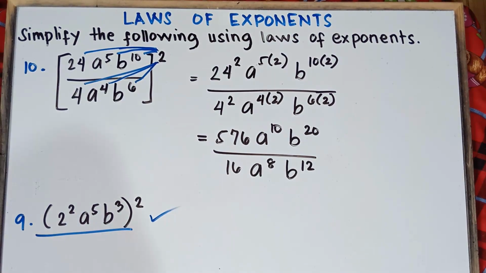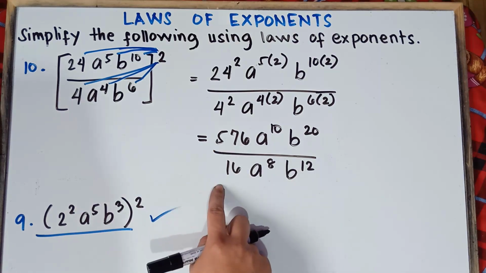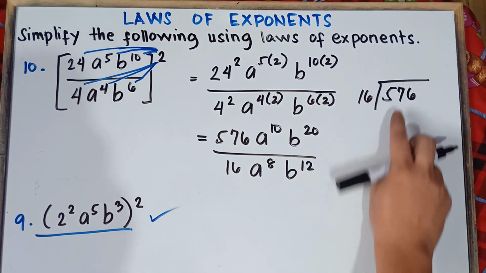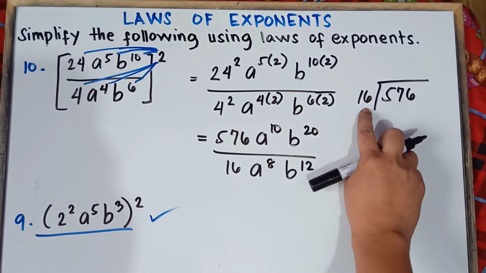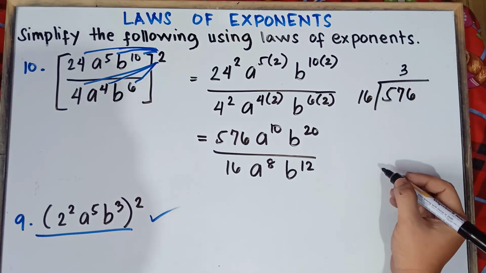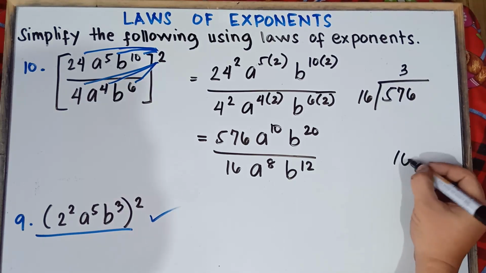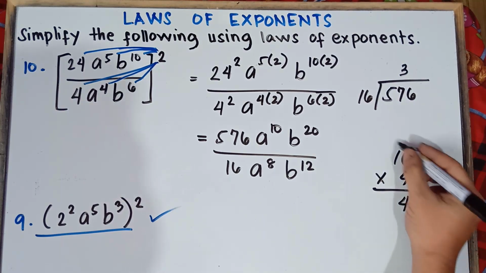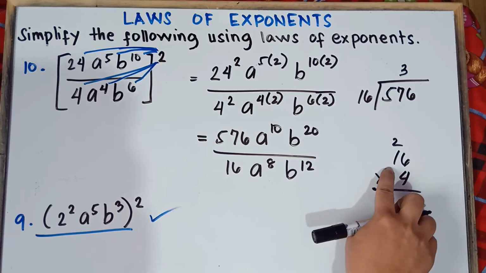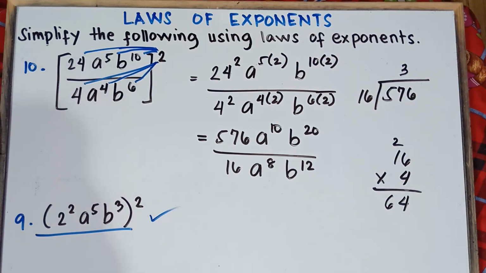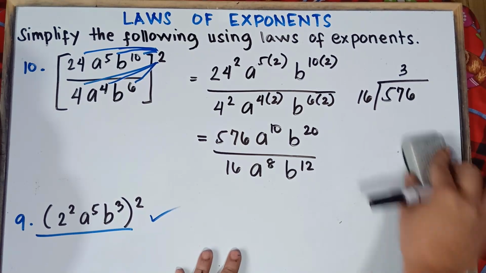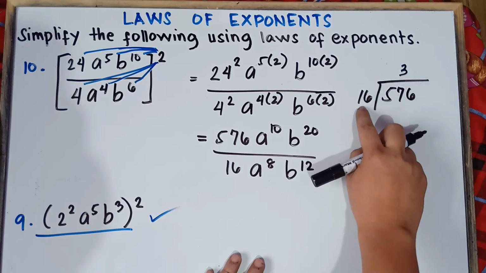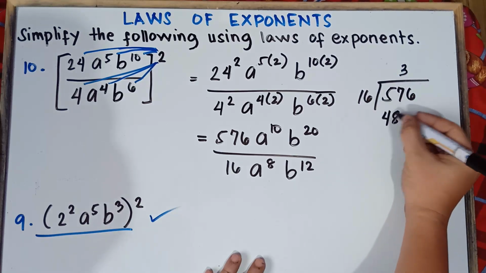Alright, and then last step, you simplify this one, you divide 576 by 16. 57 divided by 16 would be 3, because we cannot make it 4, since 16 times 4 is 64. 4 times 6 is 24, carry 2. 4 times 1 is 4, plus 2 is 6, 64. So therefore, it's only 3. Then 3 times 16 would be 48.